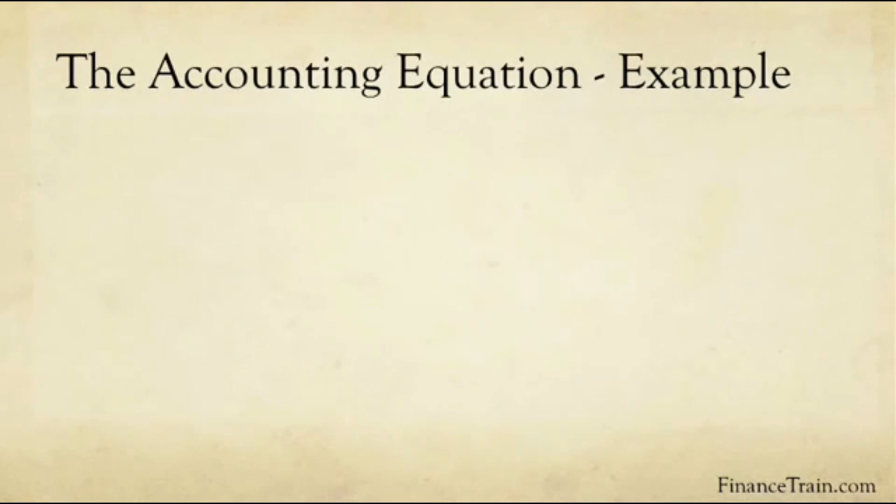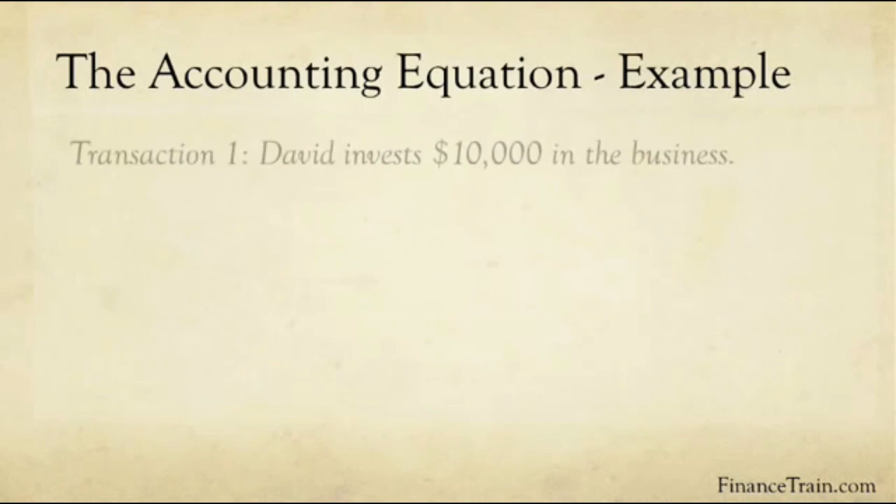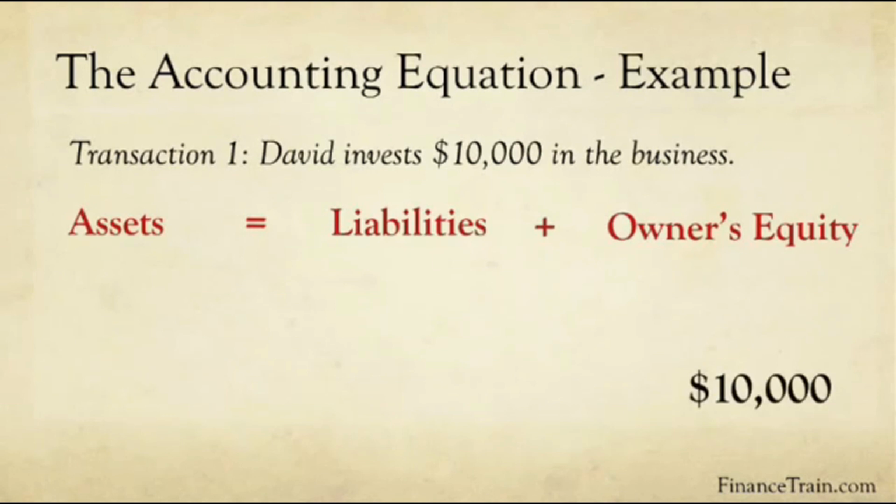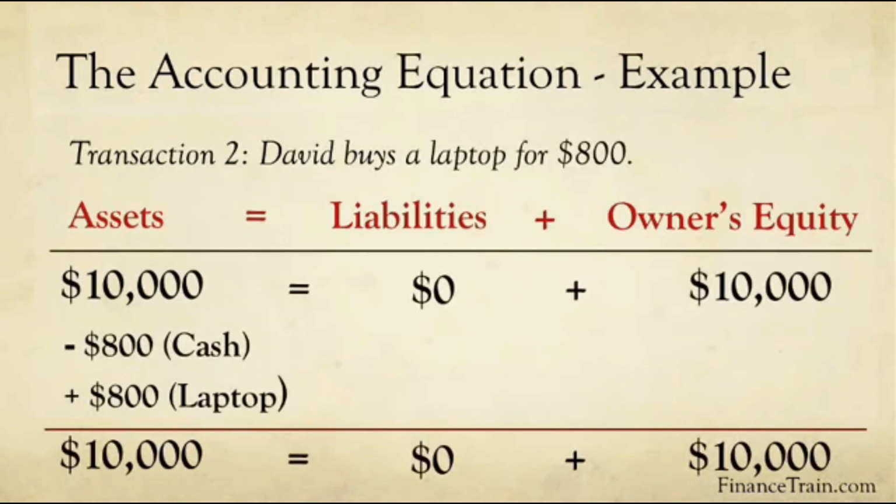Let's take the transactions at Web Design Inc. and see how they fit into the accounting equation. The very first transaction occurred when David invested $10,000 in the business. This $10,000 is the capital or owner's equity. In this transaction, an asset in the form of cash is created for the business. The next transaction happens when David buys a new laptop for $800. Both the laptop purchased as well as the cash paid are assets. So, in this transaction, there is an increase in one asset and a decrease in another asset.